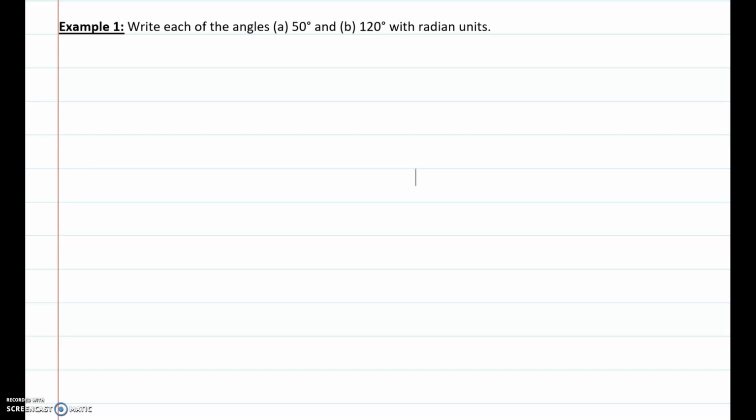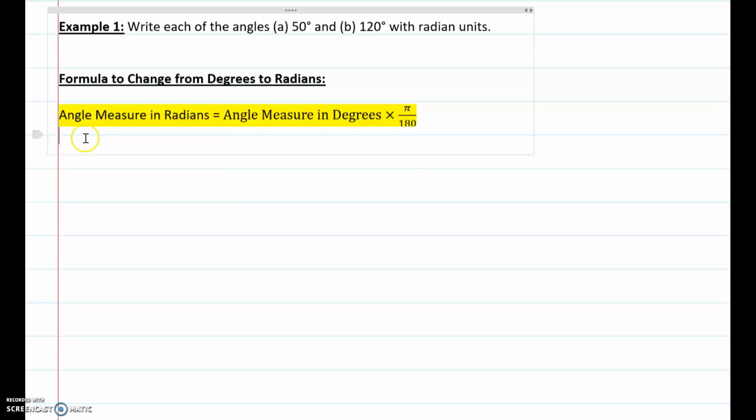So in this example, we change angles that are given to us in degrees into angles measured in radians. And to do that, we're going to use this formula. The angle in radians is equal to the angle in degrees multiplied by pi over 180. So, knowing that, for part A, our angle is 50 degrees.